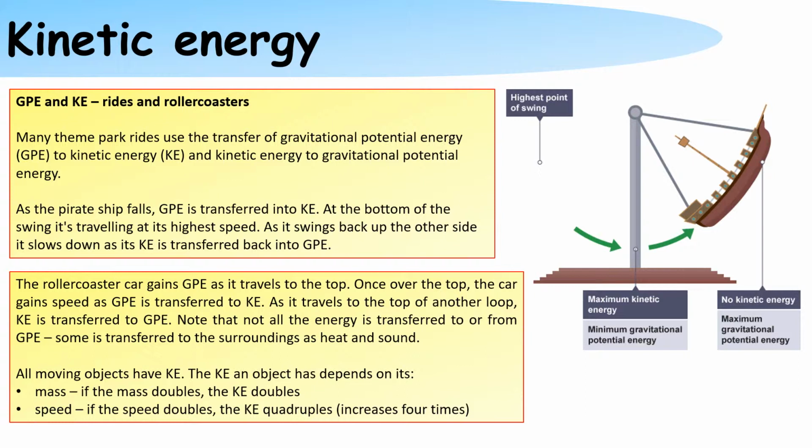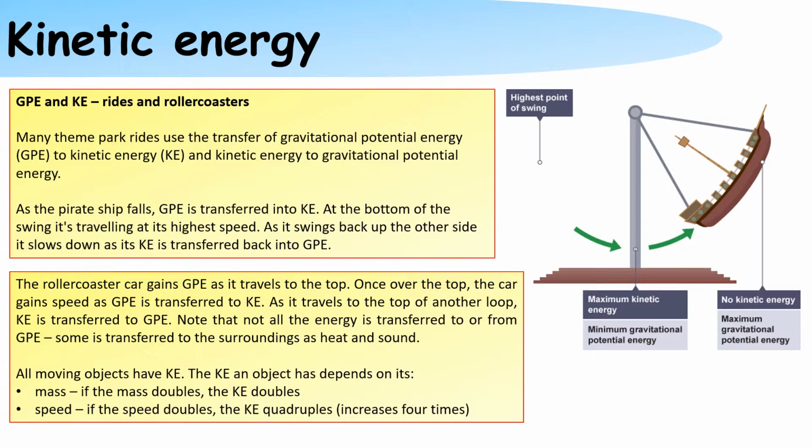A roller coaster car gains gravitational potential energy as it travels to the top. Once over the top, the car gains speed as gravitational potential energy is transferred to kinetic energy. As it travels to the top of another loop, the kinetic energy is transferred back into gravitational potential energy. Note that not all of the energy is transferred from gravitational potential energy to kinetic energy, as some is lost as sound and heat.